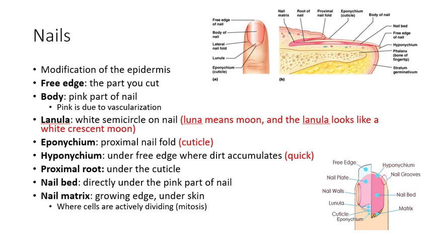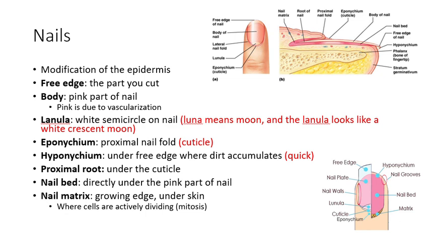Some individuals have a really prominent lunula, which is a white semicircle on the nail. Luna means moon, and the lunula generally looks like a white crescent moon. The eponychium is your cuticle. The hyponychium is under the free edge that you cut. It's essentially the area where dirt can accumulate. If you've ever cut your nail too short, that's where you start to experience pain.